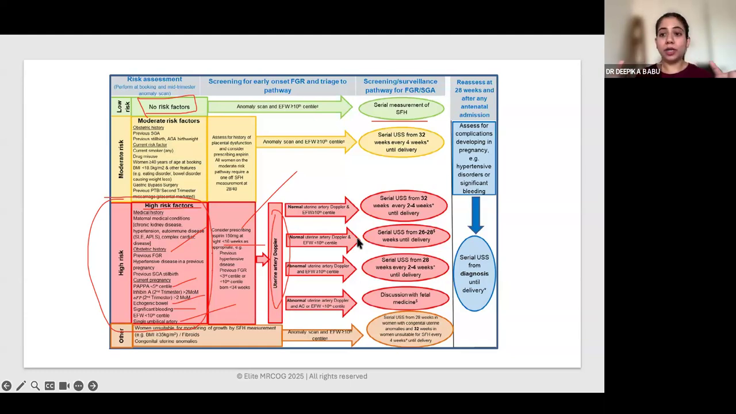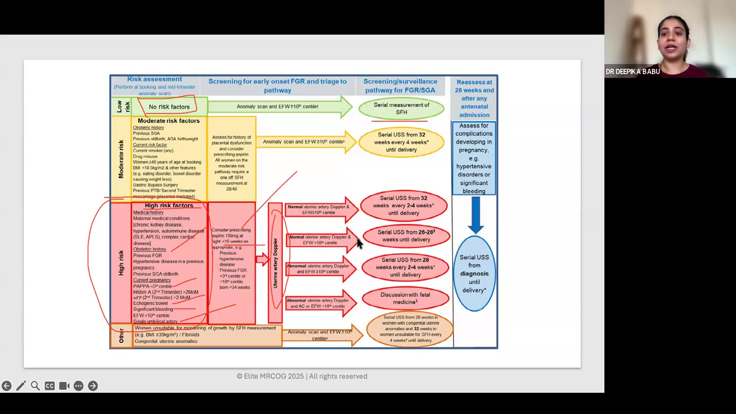If both are normal, that is, she's a high risk lady for sure, she requires serial growth scans for sure, but her uterine artery Doppler is normal, and estimated fetal weight is also more than or equal to 10th centile. That means both the parameters are normal. Then from 32 weeks onwards.